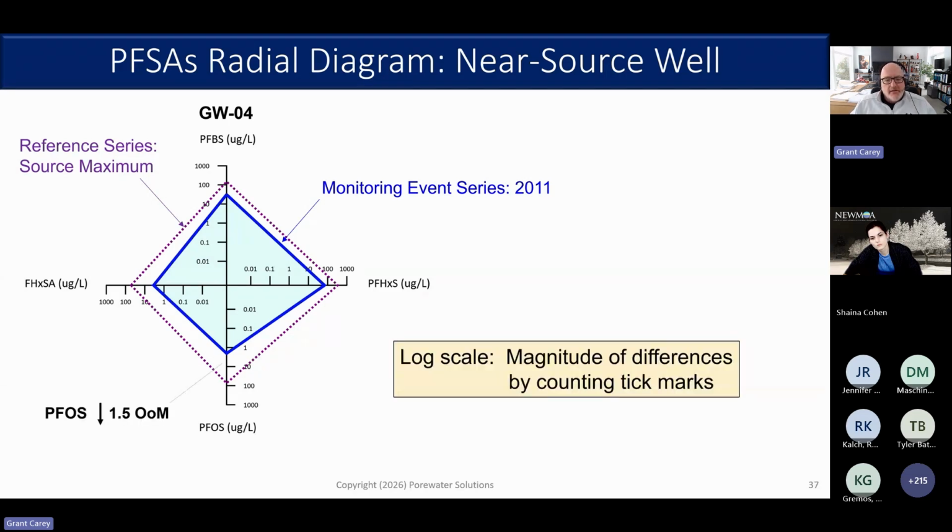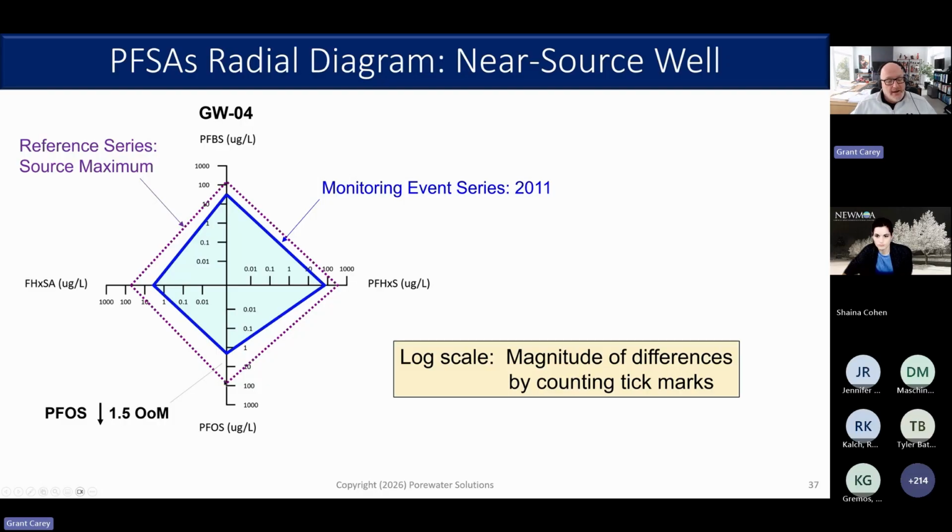Now this is log scale, and at AFFF sites, you tend to have a wide range of concentrations, orders of magnitude, so you need log scale. Smaller concentration sites, arithmetic scale is fine. The advantage of log scale is I can actually use the tick marks. So let's look at PFOS. The purple data series is the source area, a couple hundred feet upgradient of this monitoring well. And when you count, each pair of tick marks represents a 1 order of magnitude change in concentration between the data series. So there's 2 pairs of tick marks between these 2 data series, or 1.5.